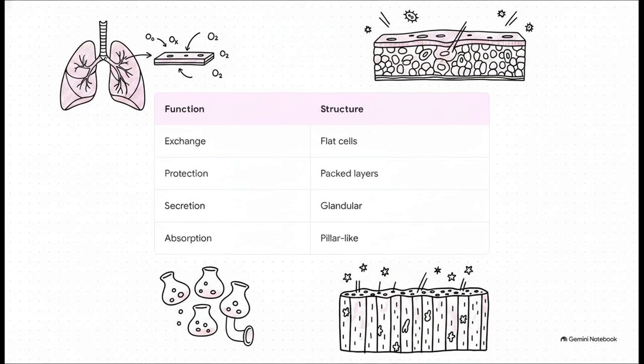Take a look at epithelial tissue, for example. Notice how perfectly the physical structure of these cells matches their specific job?